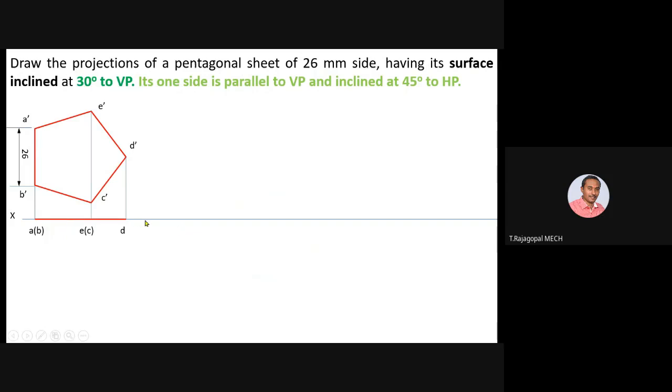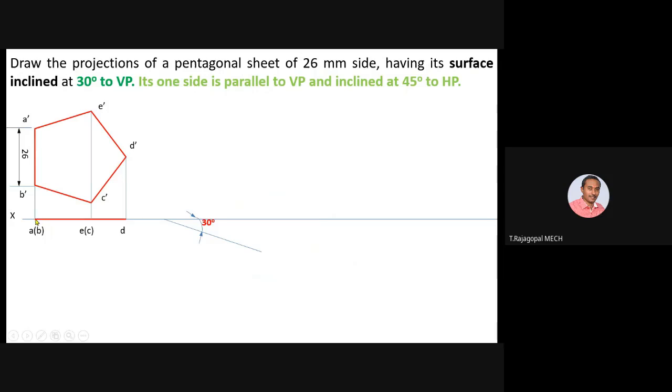In this case, you can draw XY, and draw this 30-degree inclination line anywhere on the XY as per your convenience. There is no specific length. Now we have to reproduce this top view from the simple position.